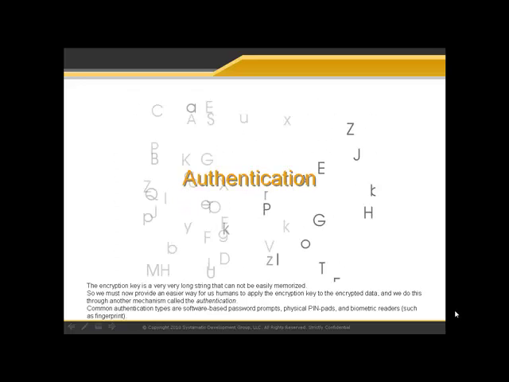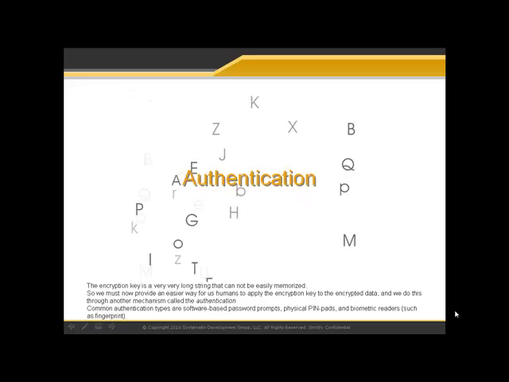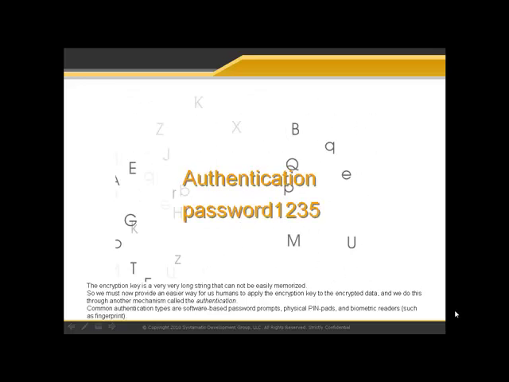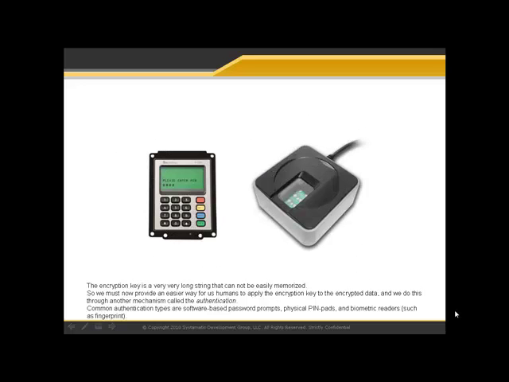So we must now provide an easier way for us humans to apply the encryption key to the encrypted data, and we do this through another mechanism called authentication. Common authentication types are software-based password prompts, physical pin pads, and biometric readers such as fingerprint.